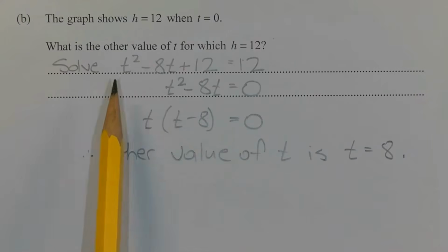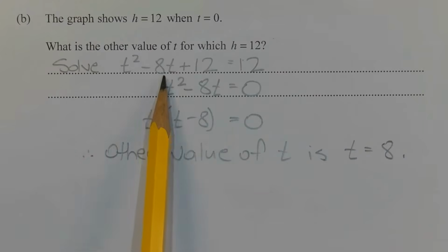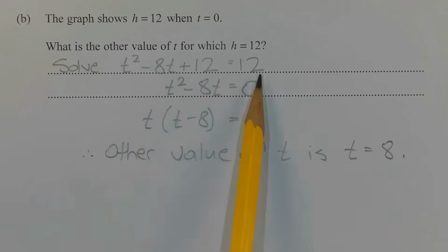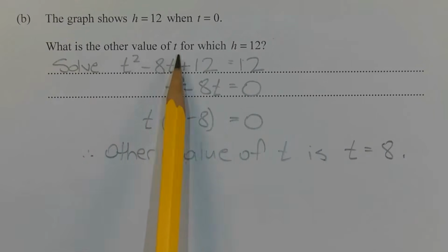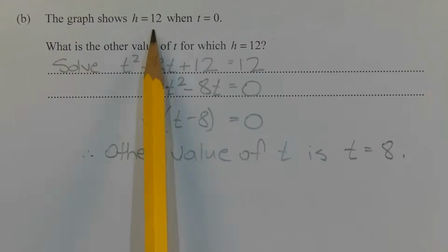We can solve the quadratic equation t squared minus 8t plus 12 equals 12 to find the other value of t for which h equals 12. Now we know that h equals 12 when t is equal to 0. So the other value of t implies that there is a distinct or different value of t for which h equals 12. And we can see this from the graph by inspection.